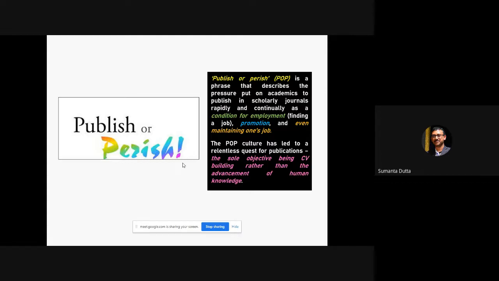This publish or perish is called a pop culture in the academic arena. So we are striving our best in order to enrich our CV. But what are we actually doing? Are we running after this CV-building process, or do we try to advance human knowledge, particularly in the field of social science, where we are dealing with commerce and management? This is a very important thing for us to understand.